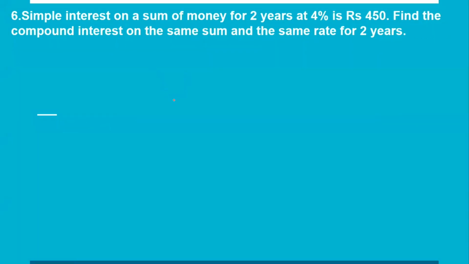Interest on a sum of money for 2 years at 4% is rupees 450. Find the compound interest on the same sum and the same rate for 2 years. So you are given that n is equal to 2 years. The rate is the same, 4% per annum, and you are given simple interest, which is 450. You don't know the principal, so we need to first find the principal.